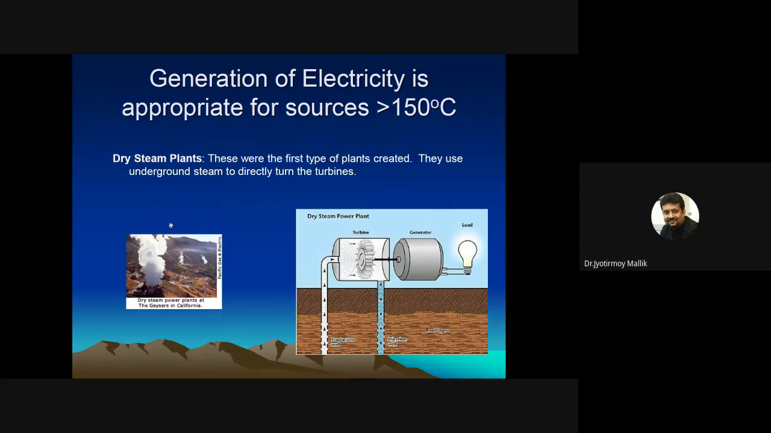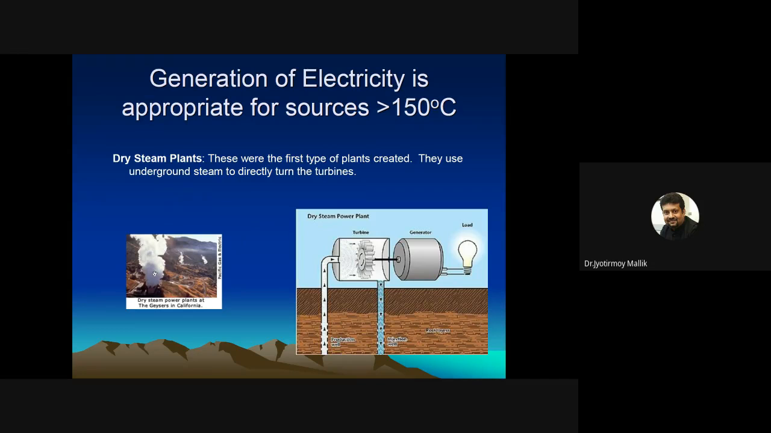Okay. Now, the generation of electricity only happens at temperatures of more than 150 degrees centigrade. So there are different types of plants. The first one is the dry steam plant. These were the first type of plants that were created. They use the underground steam directly in the turbine. Here, instead of water, the underground water is so hot that steam comes out.